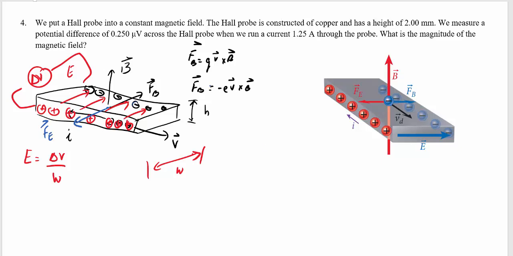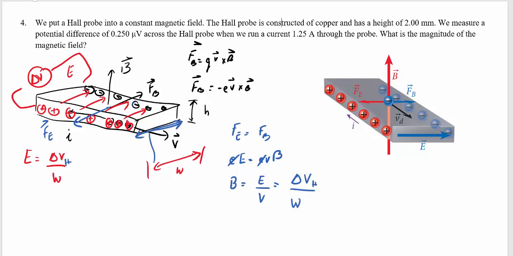The electron then will experience an electric force, shown by the blue vector here, which is in opposition to the magnetic force. Eventually, these two will be equal and opposite, and there will no longer be a separation of charge. In this case, the magnetic field is given by the electric field divided by the speed of the electron. Since the electric field can be written in terms of the Hall voltage, ΔV, over the width, divided by the speed of the electron, then we can find the magnetic field B.